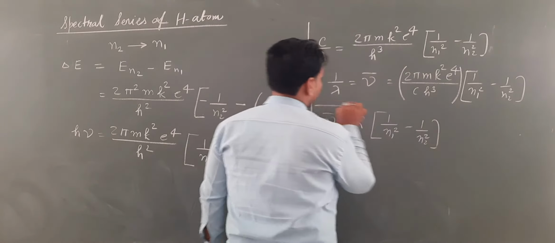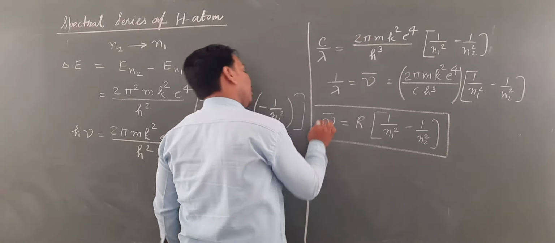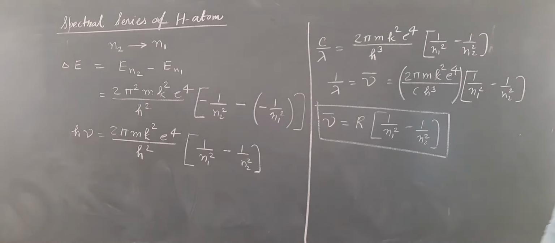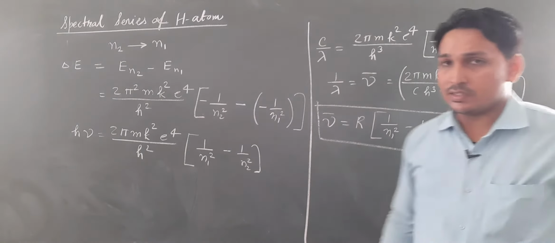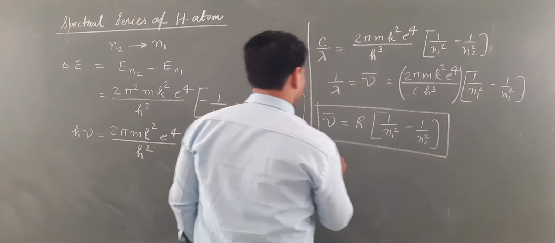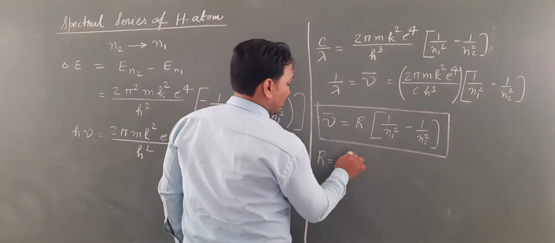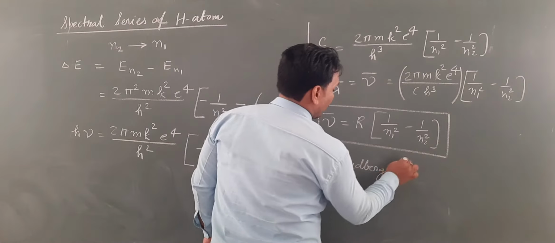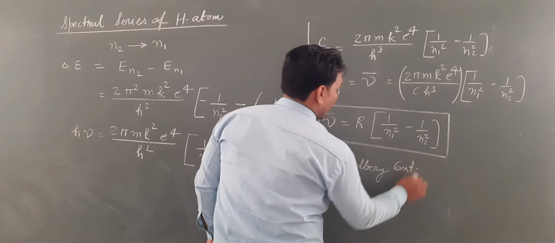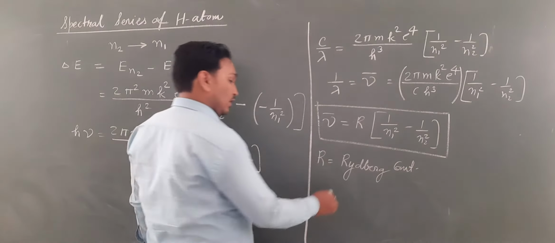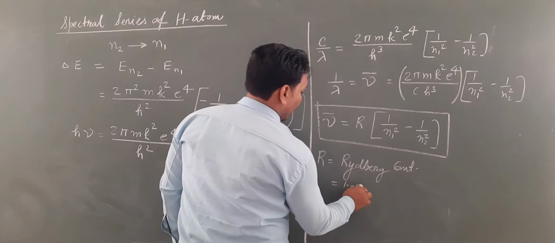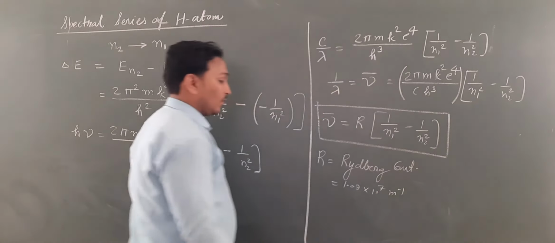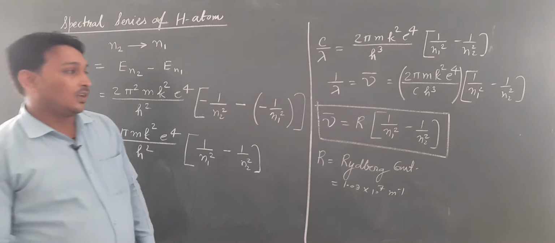This particular expression you must have studied in chemistry, maybe in class 11th. This R is called Rydberg constant, and its value is 1.09 into 10 to the power 7 meter inverse. Okay, so its value is fixed.